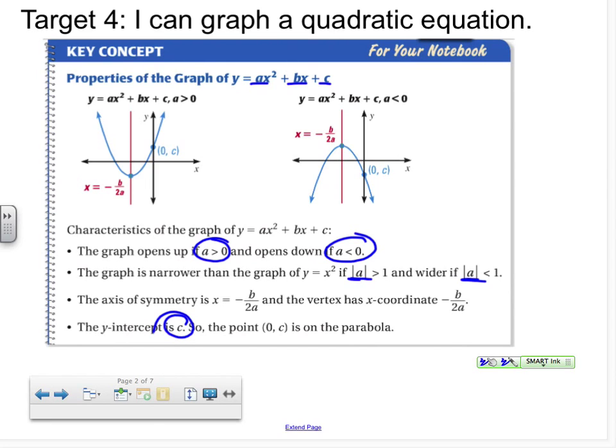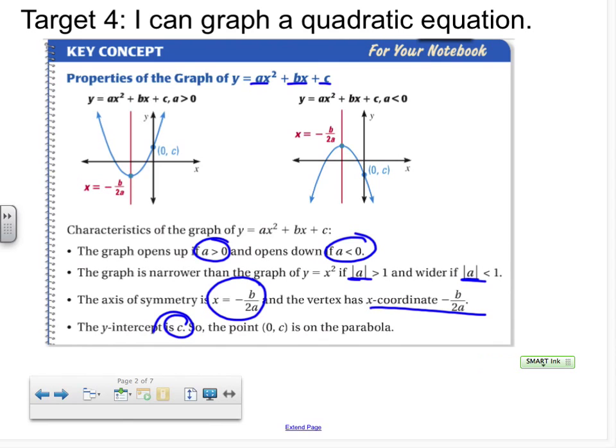Now, with a little manipulation, we can quickly see the axis of symmetry. The axis of symmetry is at negative b over 2a. That should look familiar to you because that's part of the quadratic formula that you learned in Algebra 1. That gives us the x-coordinate of our vertex. And of course, to find the y, you're going to do some plug and chug.